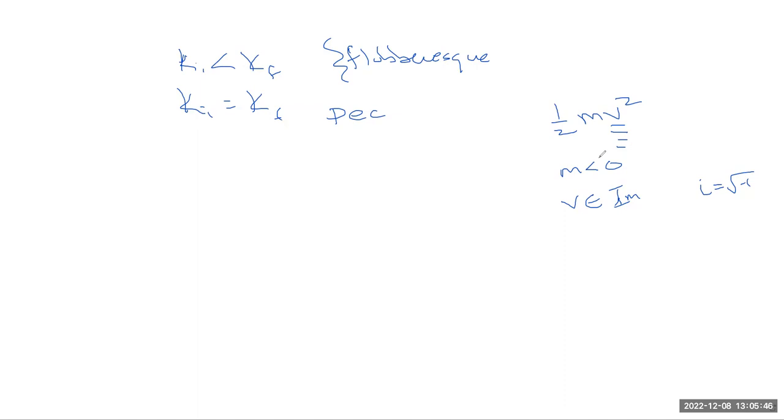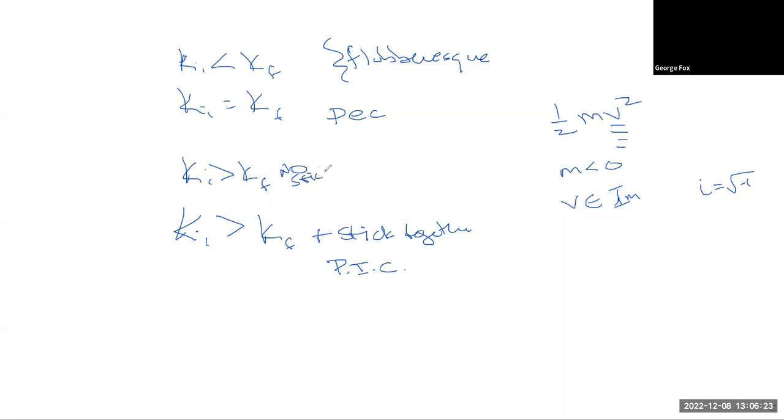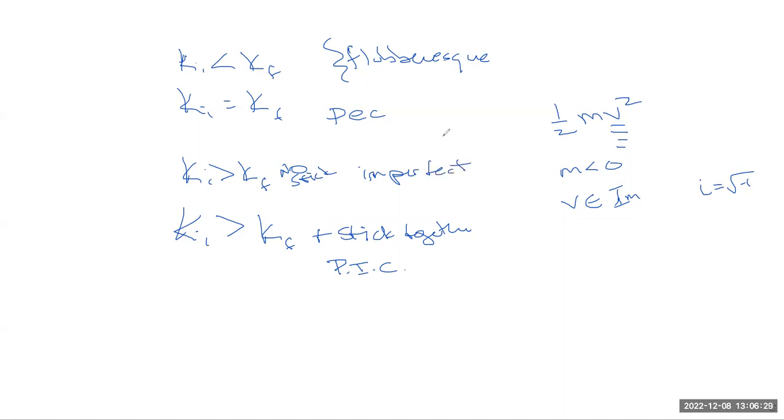What's the difference between an imperfect collision and a perfectly inelastic collision? All right. If they stick together, we're going to lose kinetic energy. We start out with more than we end up with, plus they stick together. We're going to have the maximum loss in kinetic energy, and this is the perfectly inelastic. If we lose kinetic energy and there's no sticking, that's the imperfect. Oh, okay, that makes more sense. Thank you.